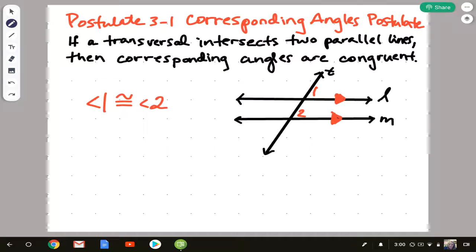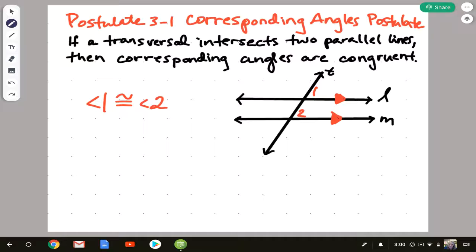Okay, so here's our first postulate for this section, postulate 3.1. The name is the corresponding angles postulate. This says if a transversal intersects 2 parallel lines, then corresponding angles are congruent. So in my picture, I have lines L and M being intersected by a transversal T. The red arrowheads on the lines mean that these 2 lines are parallel. That's how you mark that those two lines are parallel.